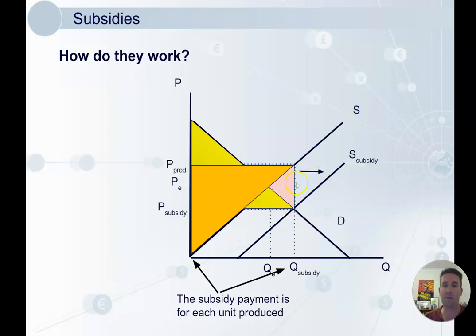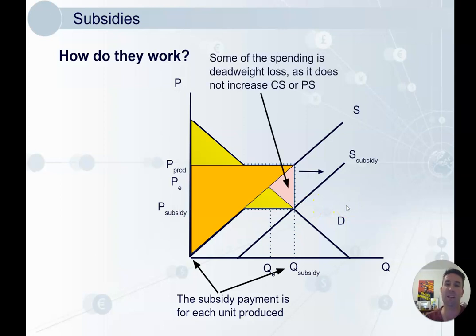But there's a little bit of the government spending that doesn't increase consumer surplus and doesn't increase producer surplus. This is a deadweight loss. This spending does not increase consumer surplus or producer surplus. This represents allocative inefficiency. We're essentially putting too many resources towards this good now. So that makes it a deadweight loss. And I like to draw that in red. So there I've got it. Colours aren't important in the exam, don't worry about that. So that is subsidies and how they work.